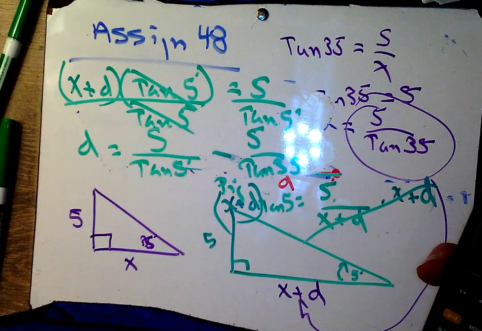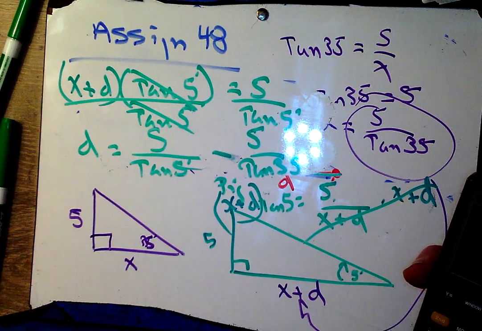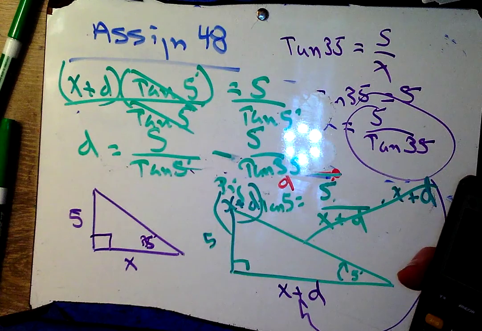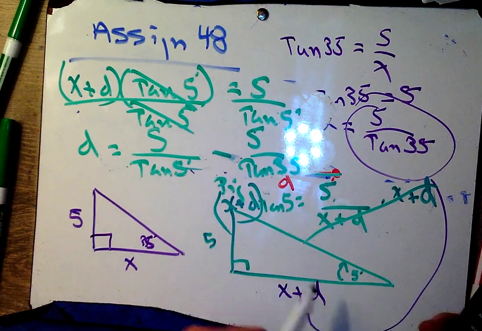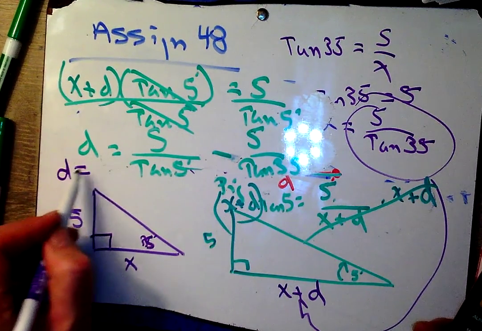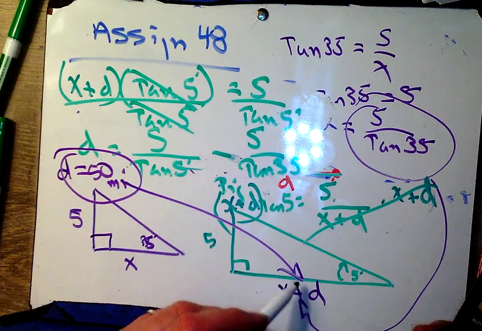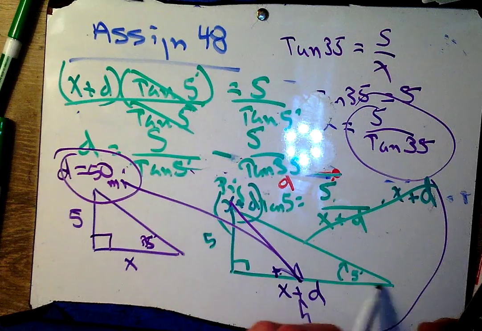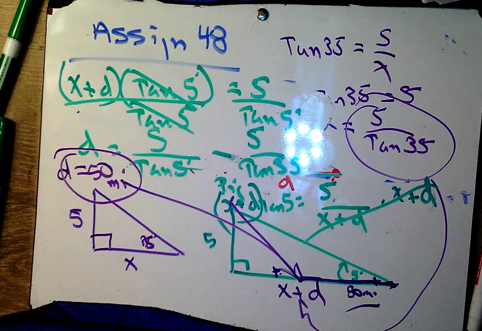So what do I get? 5 divided by tan 5 minus 5 divided by tan 35. And I get 50. Oh, that's very interesting. D equals 50 miles. Wow. Yeah, good luck, buddy. If that's where the pig is, and that's where the assistant pig keeper is, that's 50 miles. Oh my goodness. Two triangles. Yeah, count on it.